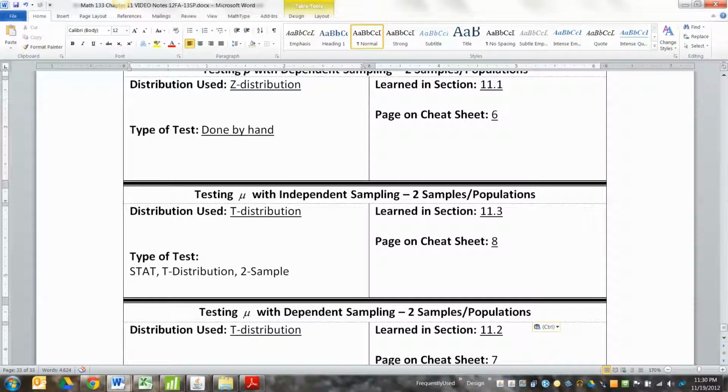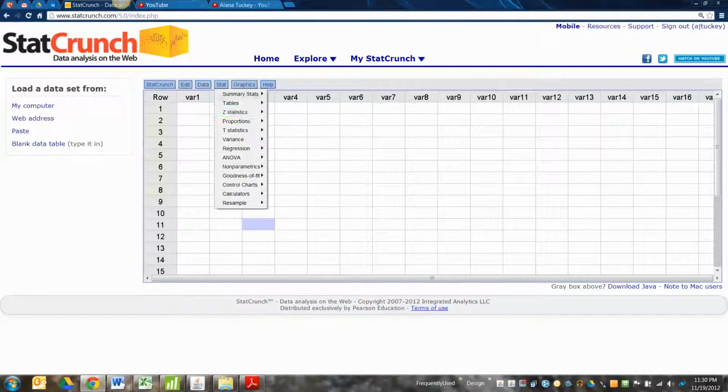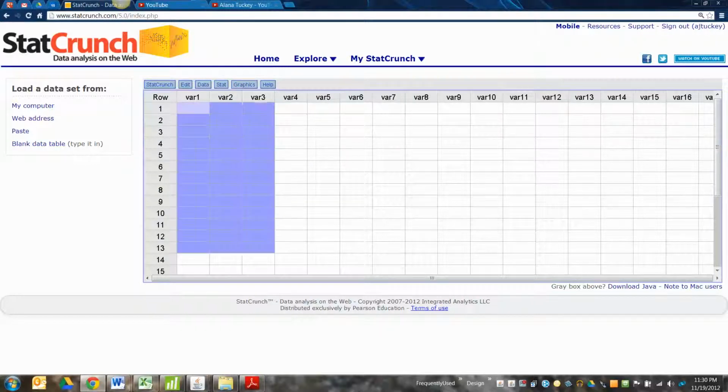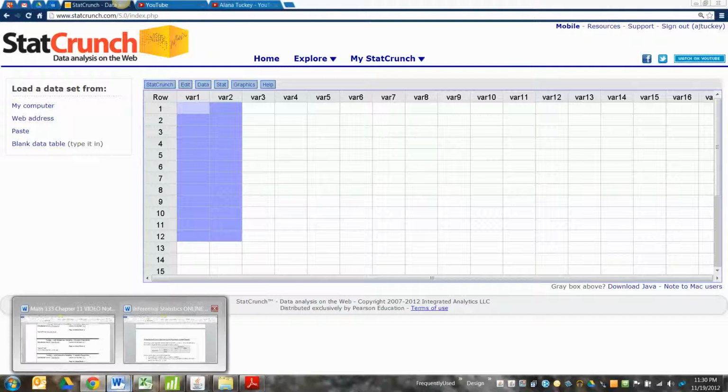And then the other one we learned was stat, T statistics, 2 sample. So let me go back there. So stat, T statistics, 2 sample, and you have to choose, was it data or summary? Were you given an actual 2 columns worth of data, then you pick data, or you have summary? Keep in mind, you'll have to put the data in yourself in StatCrunch if you're going to use the data portion. All right, so there's that.